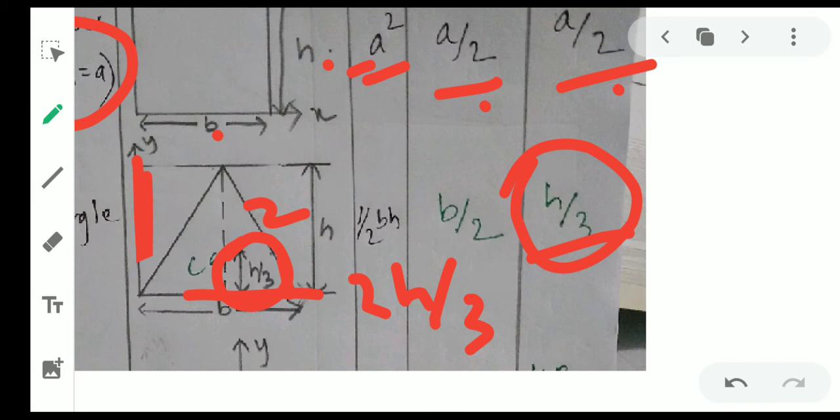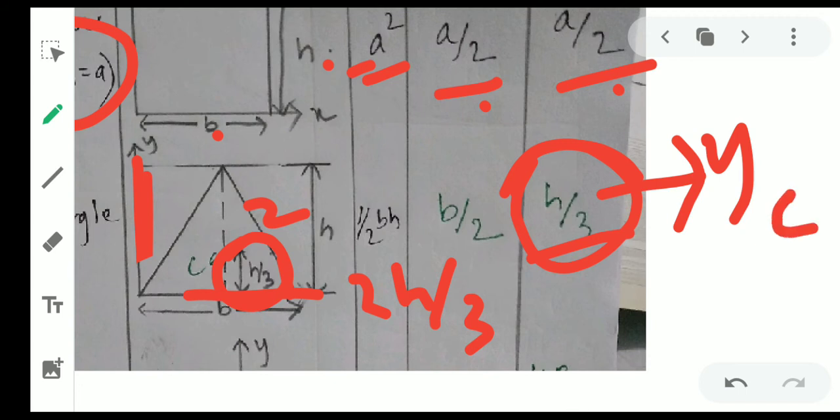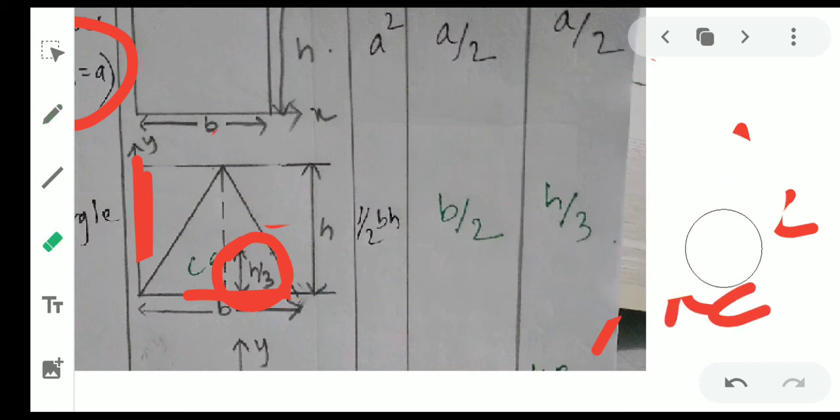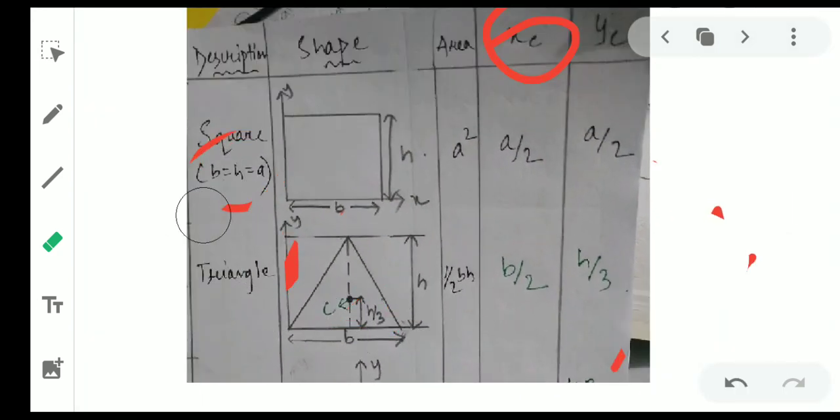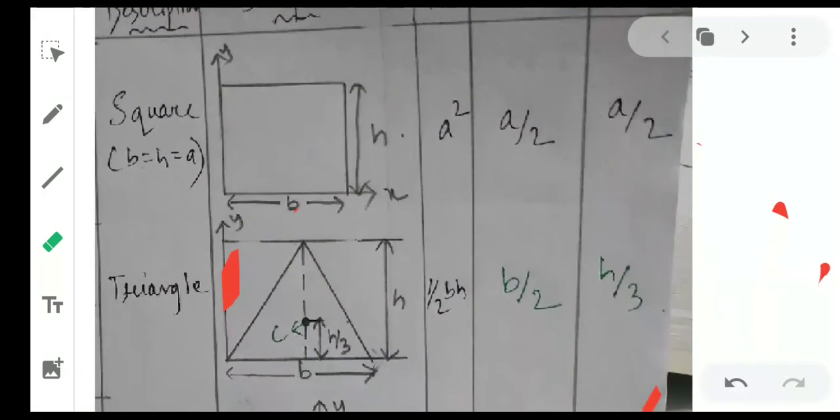So when I am calculating the centroid of a triangle of height h from the base, the centroid in the y direction, yc, becomes h/3. And if the base is divided into two equal parts, then xc becomes b/2. So you can write it down. This is very simple also. When I solve one problem, you can easily understand the things. But first of all, just write down the formulas.